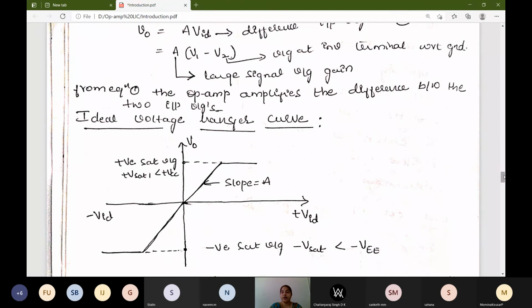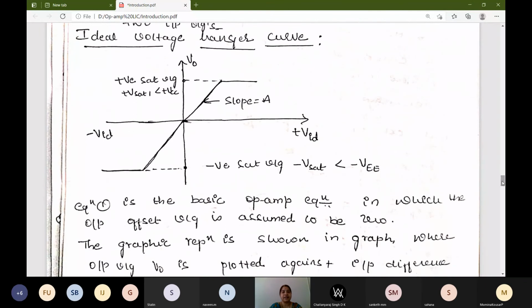So we have seen the equivalent symbol and the equation. At last we'll see the ideal voltage transfer curve. This is the transfer characteristics. Transfer characteristics means we show in a graph how the input and output voltage are related. Here the input voltage is put along the x-axis and the output voltage on the y-axis.